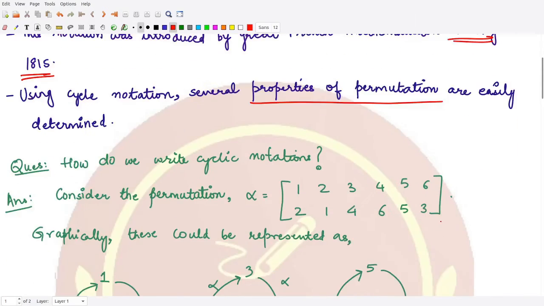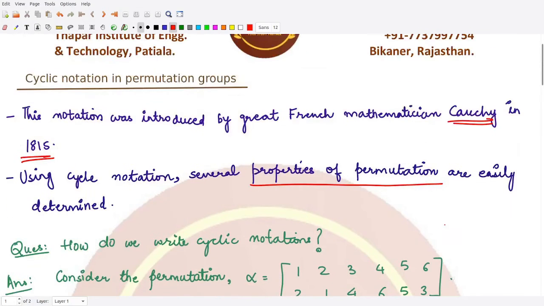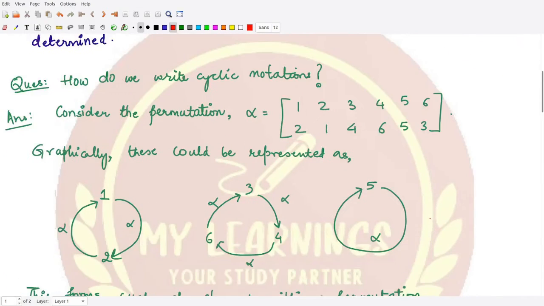So how do we write cyclic notations, after getting to know the various advantages of this? Let's see how we can write the cyclic notations. For that, we consider a permutation alpha. The set here is taken to be the one which goes from 1 to 6. All the elements are listed here and the corresponding images are listed here.